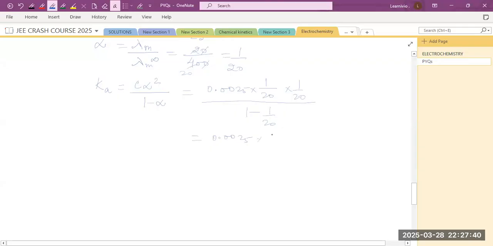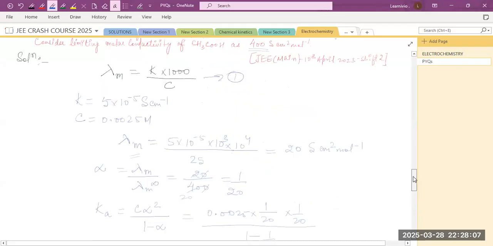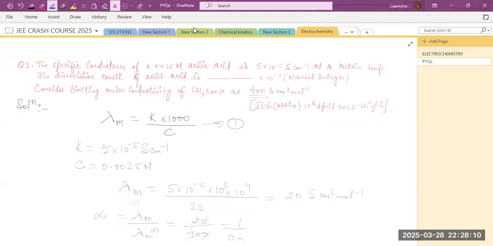So from here you will get 19 upon 20, and this 120 and 120 will cancel out. When you calculate this, you will get 66 into 10 to the power minus 7. Okay. So what will be the value of dissociation constant? It will be 66. 66 is your correct answer.